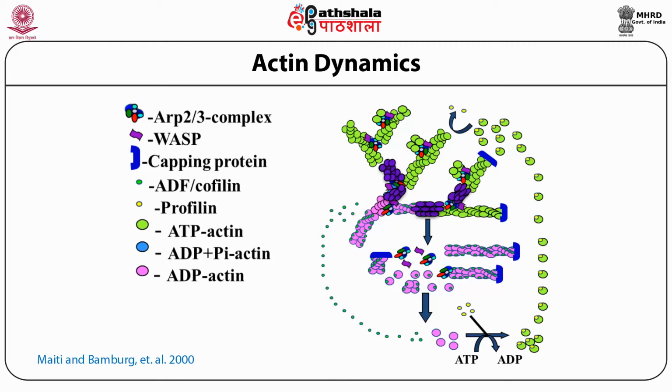Then you have several ADF/cofilin proteins, which are called actin depolymerizing factor proteins, which help the actin to depolymerize and exchange the nucleotide. Then we have profilin, which takes the actin to the barbed end and associates to the F-actin and helps it to grow. So there are several proteins which help in this actin dynamics and treadmilling.